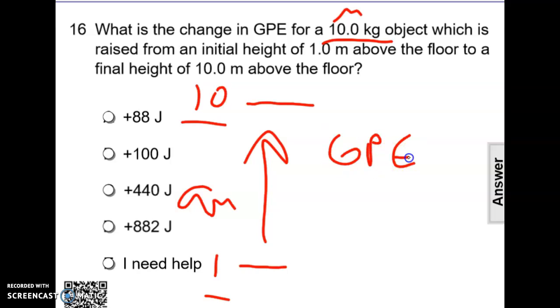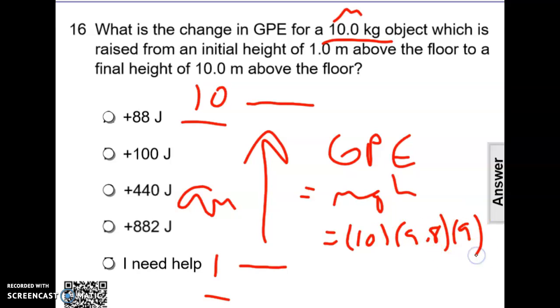GPE is equal to mgh, which is equal to the mass, which is 10 times 9.8 times 9. If I go 9 times 10 times 9.8, I get an answer of, I see an increase of energy of 882 joules. mgh is how I did that.